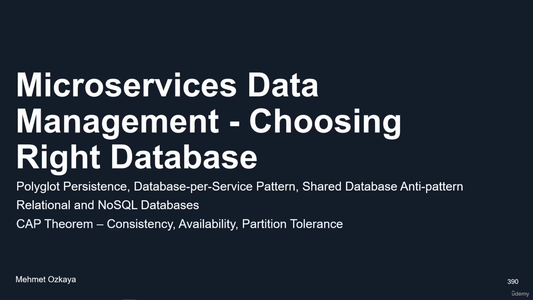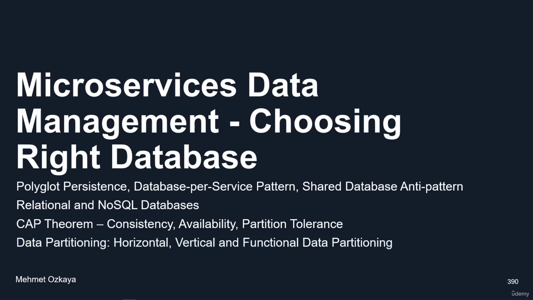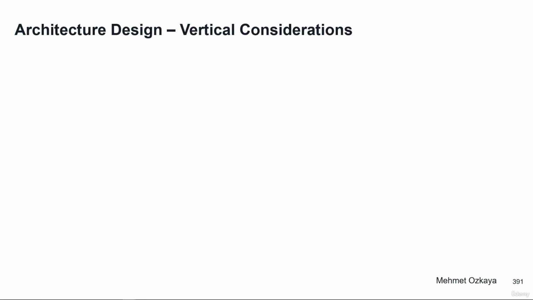After that, we will learn the CAP theorem, which is consistency, availability, and partition tolerance. And after that, we will learn data partitioning: horizontal, vertical, and functional data partitioning. Then we will learn the database sharding pattern, and we will also see the Cassandra NoSQL database architecture for understanding distributed database architectures. After this section, we have two additional sections related to microservices data management, which are commands and queries and distributed transactions.